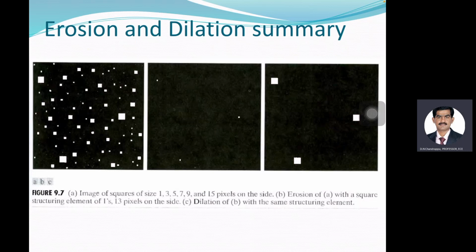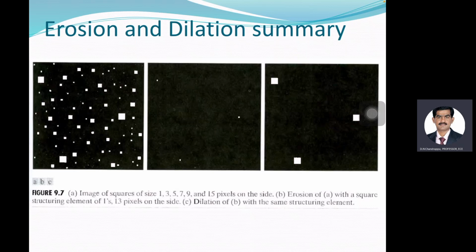Some more, opening and closing operations, we are going to discuss in the next class. So today I am going to wind up with only these basic concepts. So we come to the end of this class, erosion. What do you mean by erosion? What do you mean by dilation?